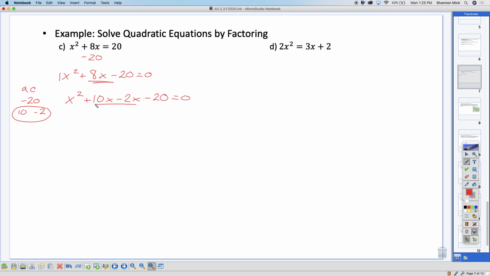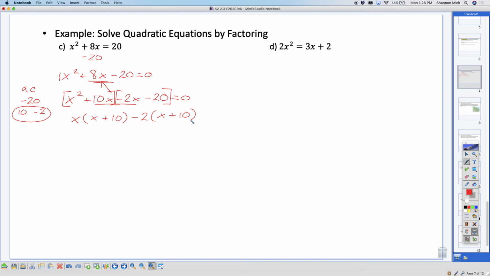These 2 terms equal positive 8x when I combine them, correct? Then I group the first 2, and they have in common an x, so I have x plus 10. I group the second 2, and you always take the first sign, and this one is a negative. They both have a 2 in common, so I'm left with x plus 10. How do I know if I did this right? If my 2 quantities are the same. So did I do it right? Yes.